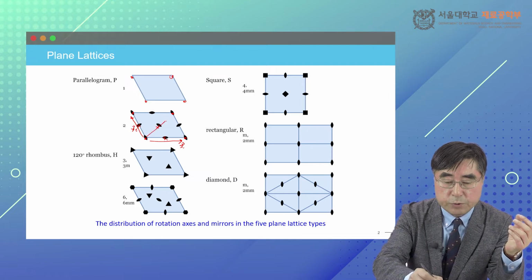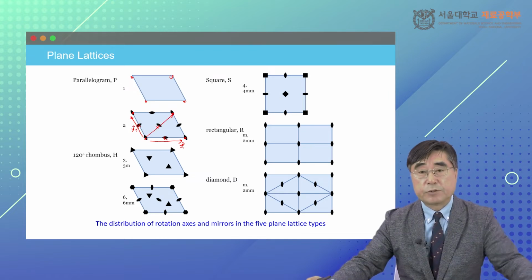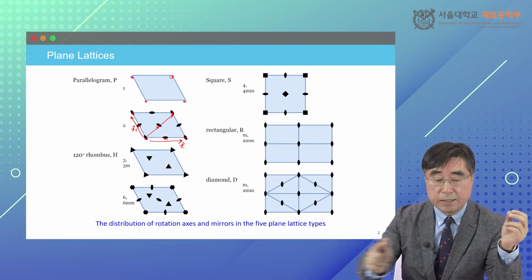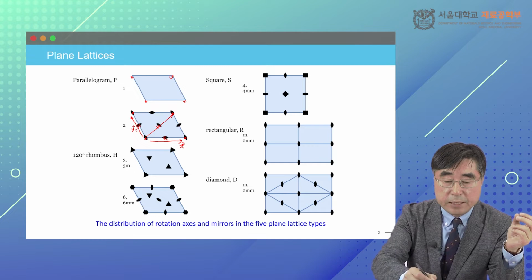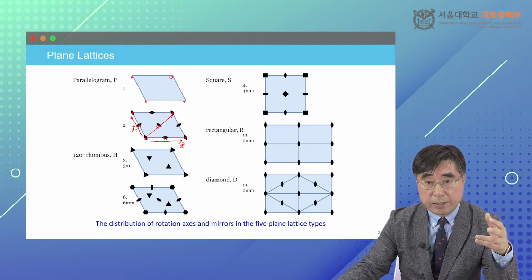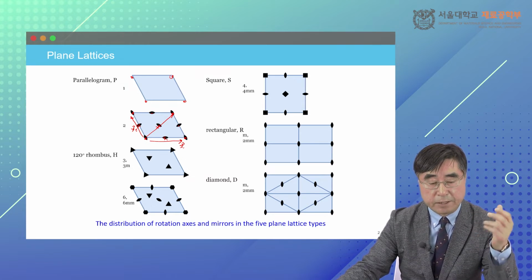And from this lattice point to this lattice point, there is a translation vector of half t1 vector plus t2 vector. And this two-fold symmetry is there not because there is a lattice point. It's just that the symmetry element is developed there.